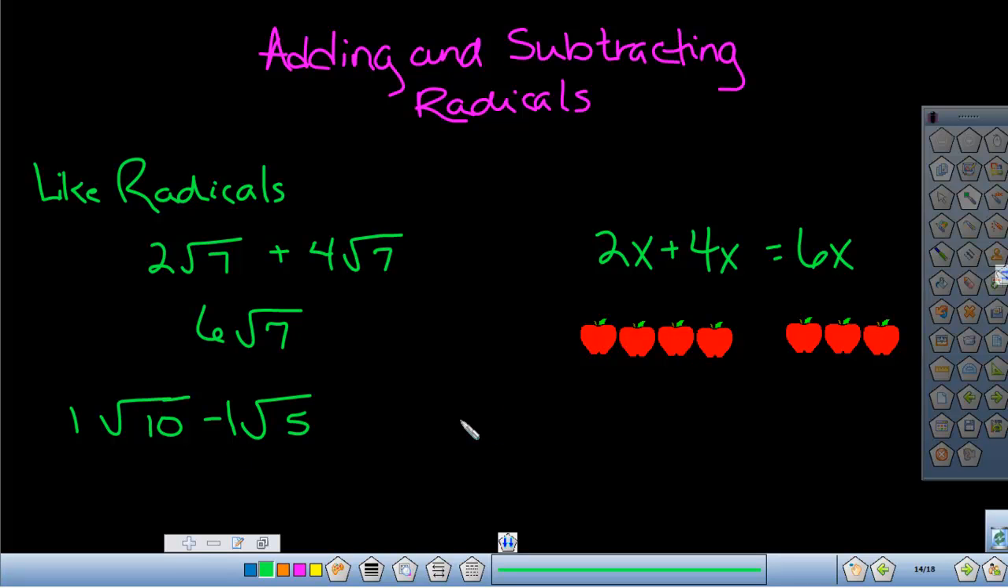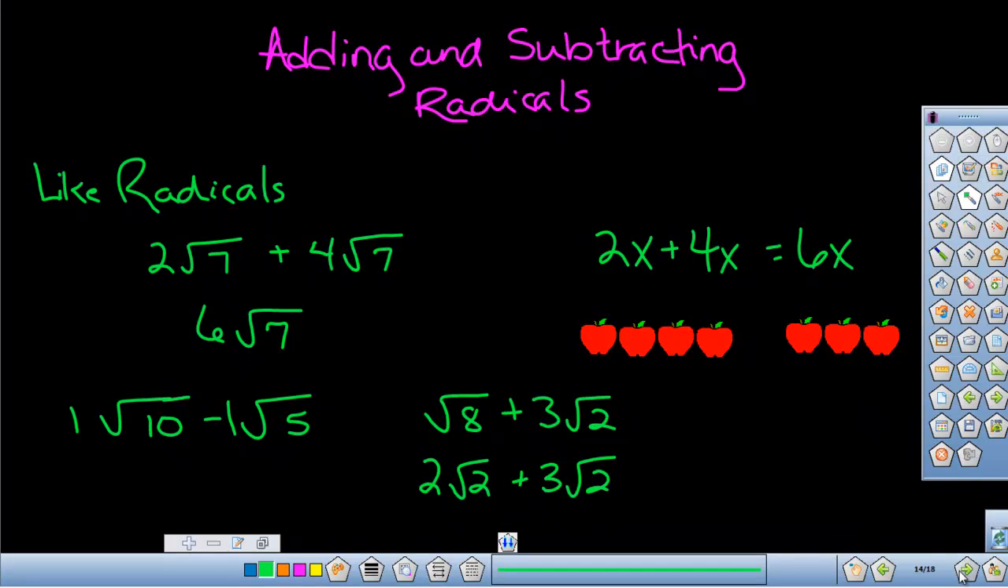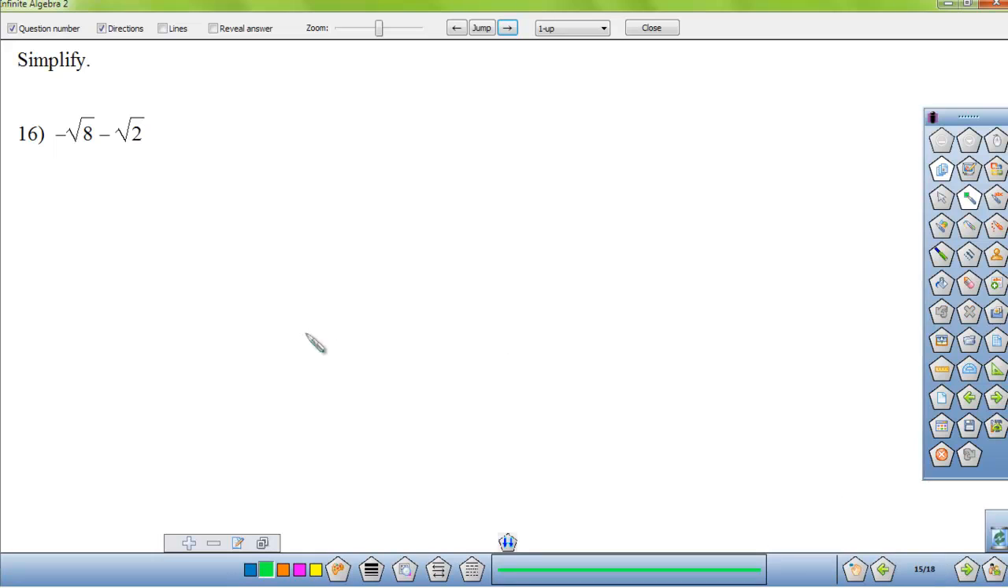Now, you might get a problem where it looks like you can't add them together, but upon a closer look, you can see that this can be simplified. And when you simplify this, it's going to be 4 times 2. The square root of 4 is 2. So we're going to have that 2 times the square root of 2 plus 3 times the square root of 2. And now we can add these together because they're the same kind. So now let's go on and look at another example.